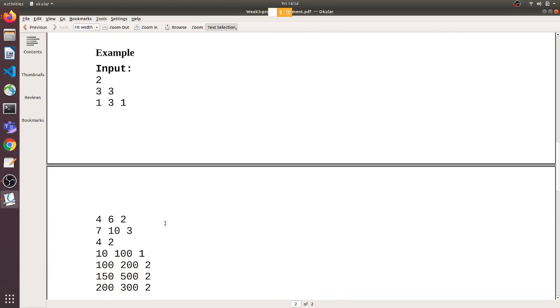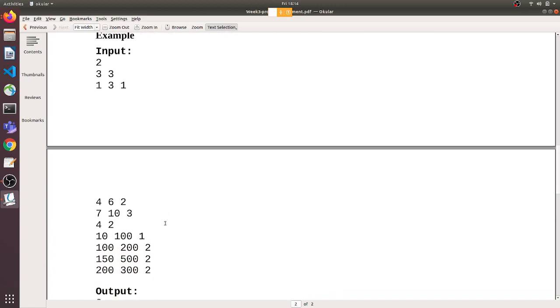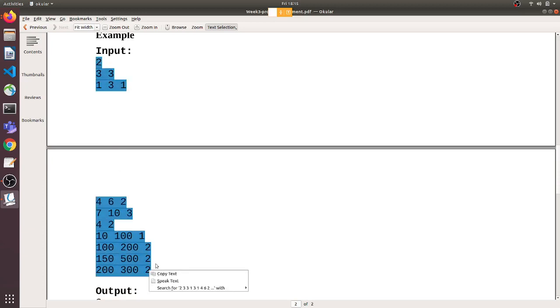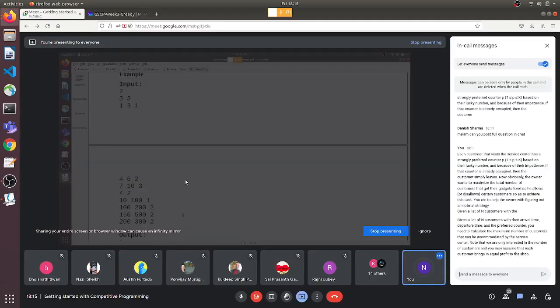Now we'll just go through these examples, and after that let's see if it becomes more clear or not.